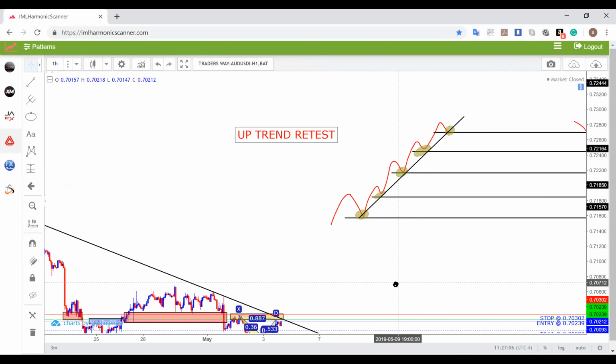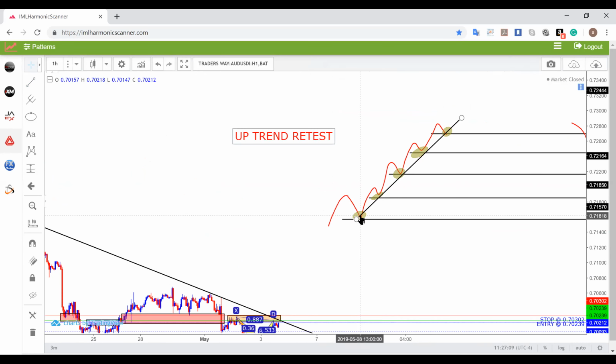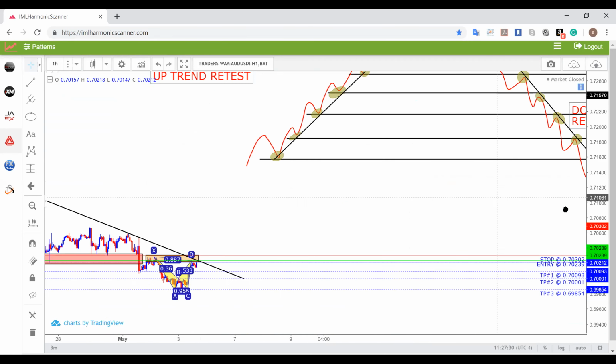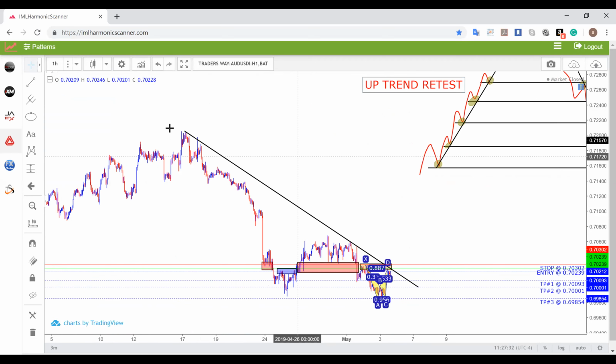Now, in this example, every time price hit this trend line, it went up, right? Every time it hit this trend line, it went up. Likewise, if it's downtrending, every time it hit this trend line, it went down, right? Check this out. That's how you draw your trend line.